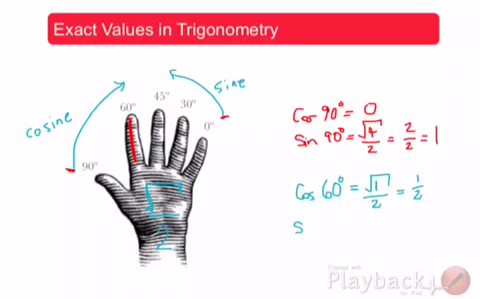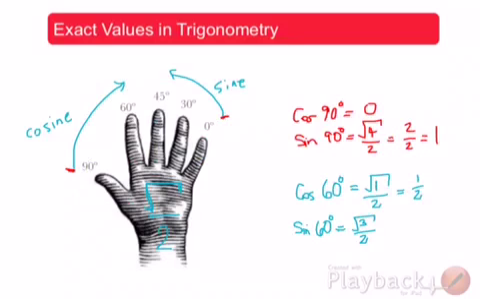Okay, if I now look at the sine of 60 degrees, again I know that it's going to be the square root of something all over 2, and the number that I'm going to put in this box here is going to be the number of fingers. So I'm going to look at my fingers between 0 and 60, and there's 3 of them, so I'm going to put that 3 in here. So the sine of 60 is the square root 3 over 2. Okay, and you can do the same for 45.